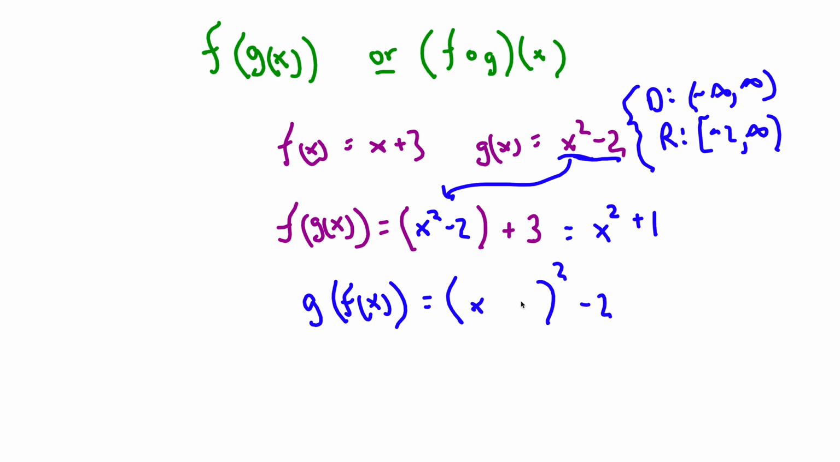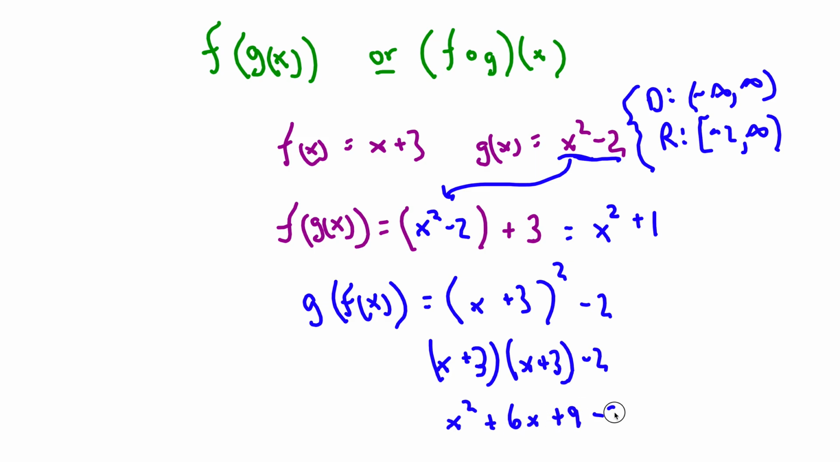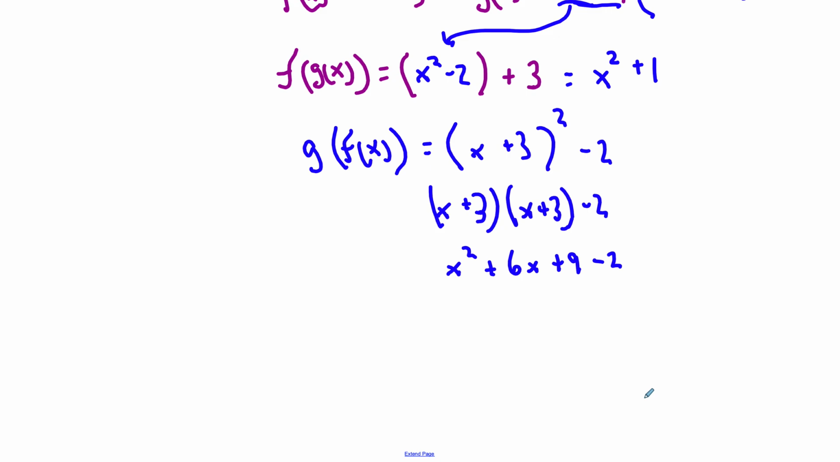So it would be x plus 3. Don't fall into the trap. That is x plus 3 times x plus 3 minus 2, or x squared plus 6x plus 9 minus 2, which simplifies to x squared plus 6x plus 7. That would be what g of f of x is. Now, I already talked about this, but f of x is linear, so there are no restrictions, which means that there are no restrictions to the domain here.